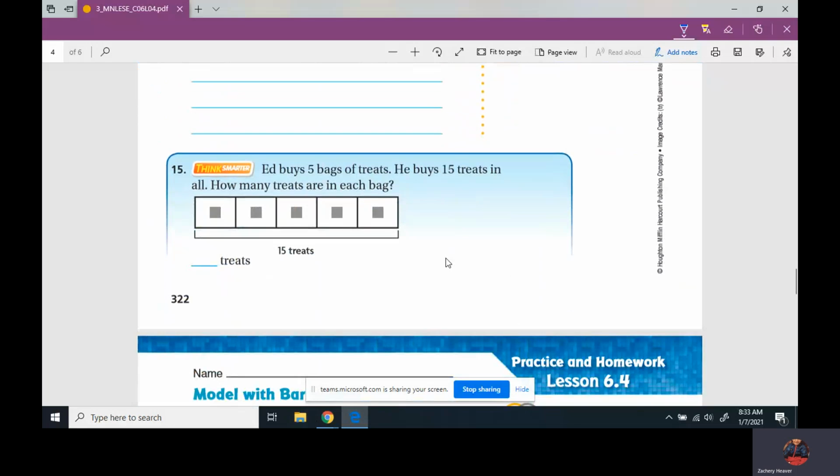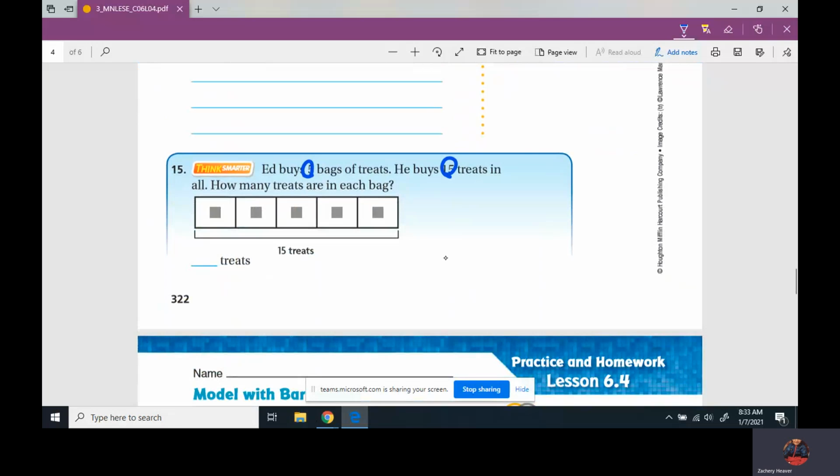Ed buys 5 bags of treats. He buys 15 treats in all. How many treats are in each bag? So we know that this total bar is going to equal 15. And now we have 5 spaces. So these 5 spaces have to make 15 treats. It can't be 13, 1, 0, 2, or anything like that. It has to be equal, okay?